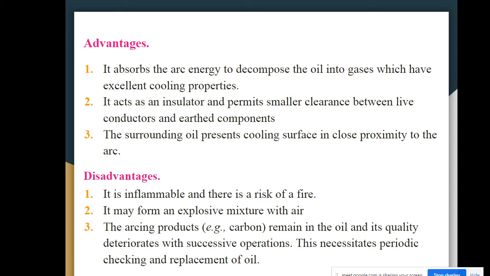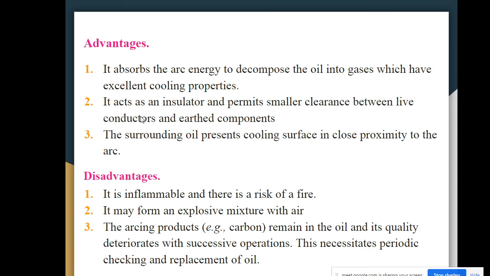So it has good heat conductivity, and it absorbs the arc energy to decompose the oil into gases which have excellent cooling properties. Hydrogen gas has an excellent cooling property.